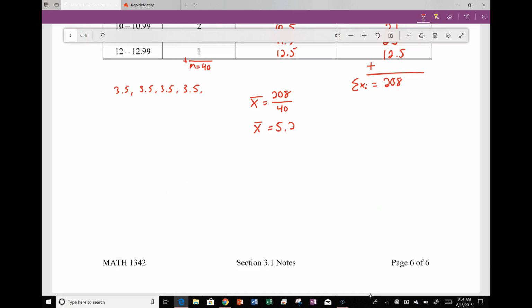So calculating the mean whenever we have already grouped data is definitely not as easy as whenever we just have the raw data set, because we have to now find the midpoint of each class, and then we have to do the multiplication and add up. So I'd like for you to try some of these and then let me know if you have any questions.